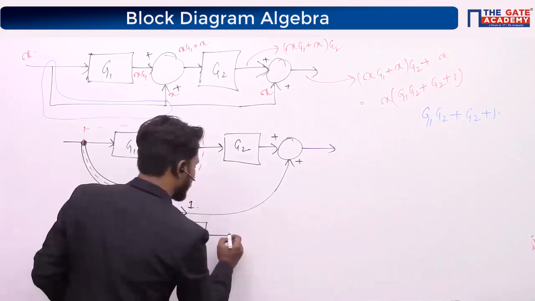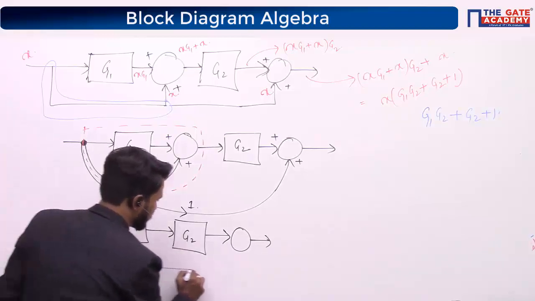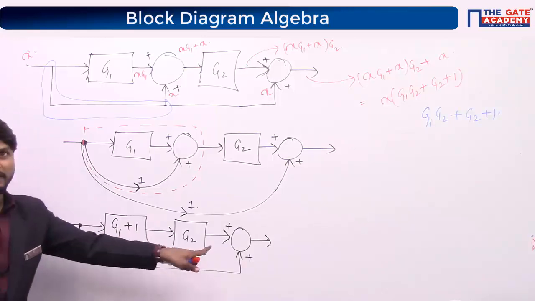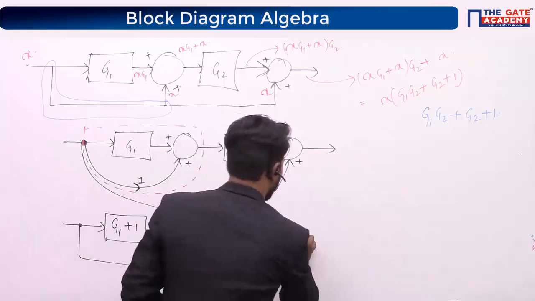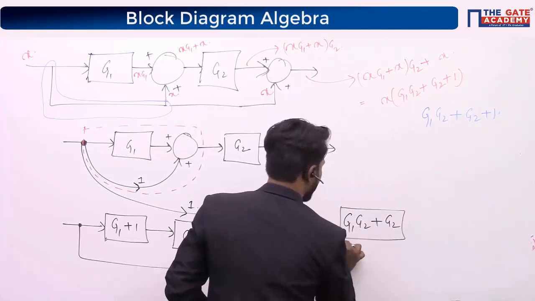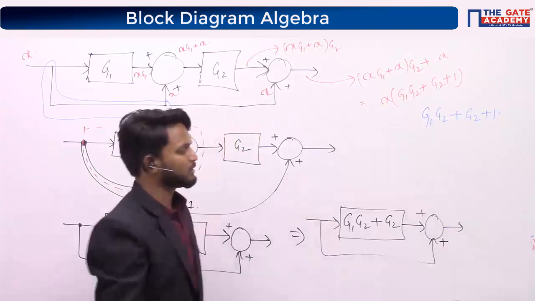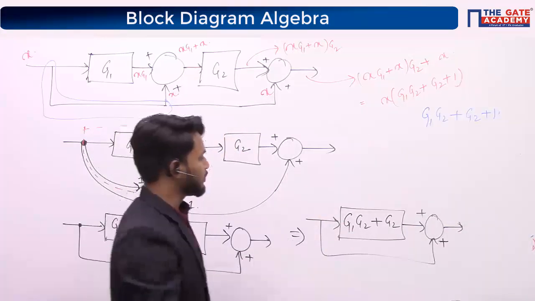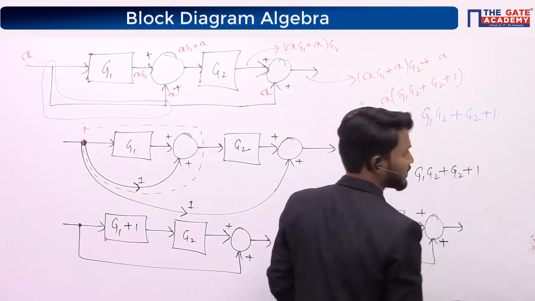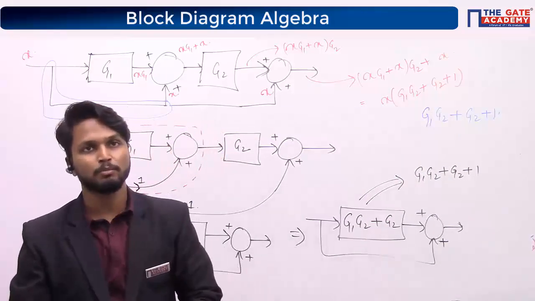This has one more parallel path, that is 1. So G1 plus 1 multiplied by G2, what will you get? G1 G2 plus G2. This block has 1 in parallel. Now you can add: G1 G2 plus G2 plus 1. Is it clear? Right? So the resultant of this is G1 G2 plus G2 plus 1.